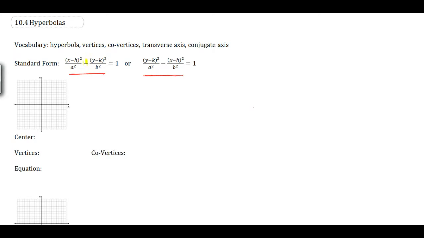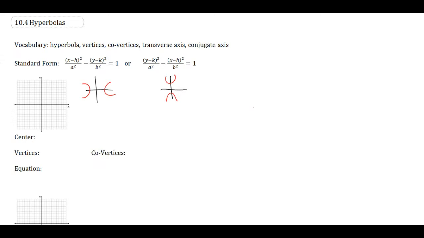The only change is right there. These guys have a subtraction between them. That's it. They have a subtraction. So you've got to be a little careful. If the x is coming first, then your hyperbola, which is two parabolas, opens in the x direction. If the y comes first, then they open in the y direction. They look like two parabolas facing away from each other.